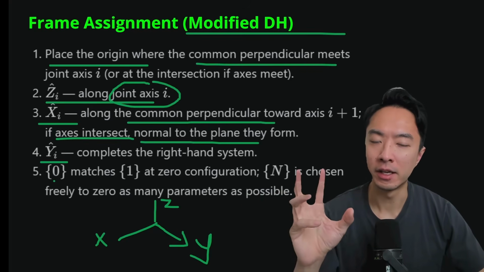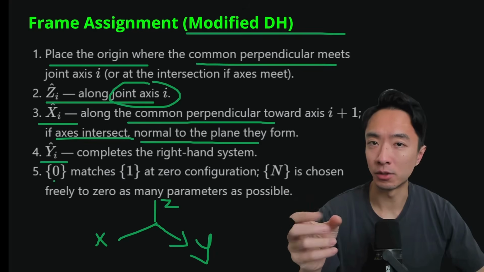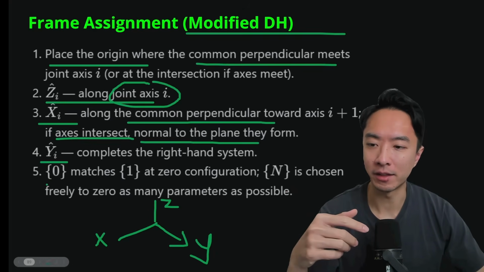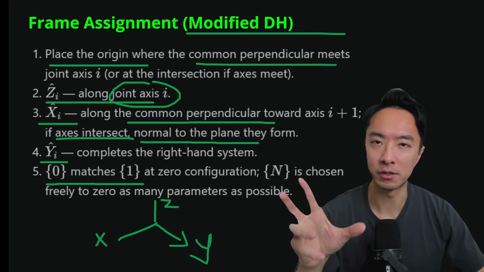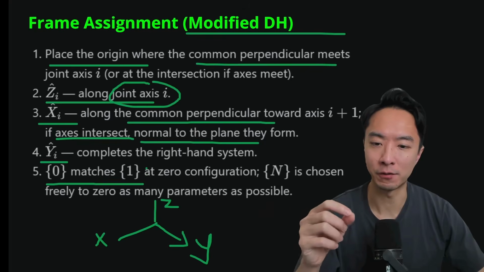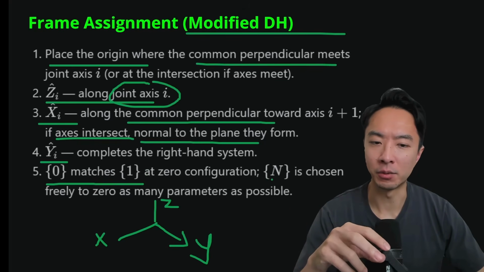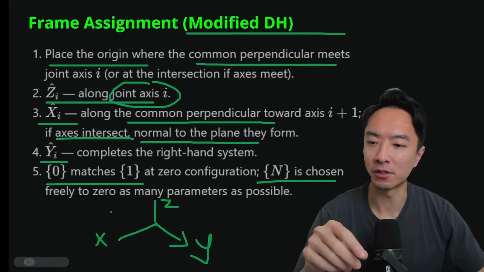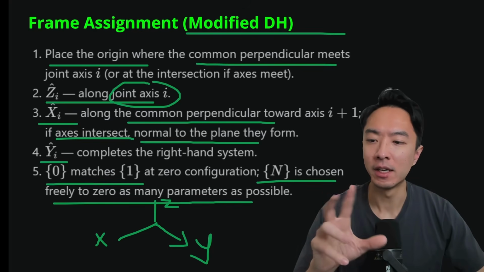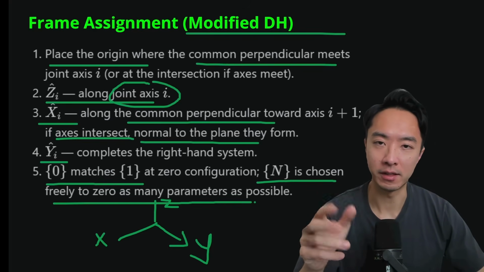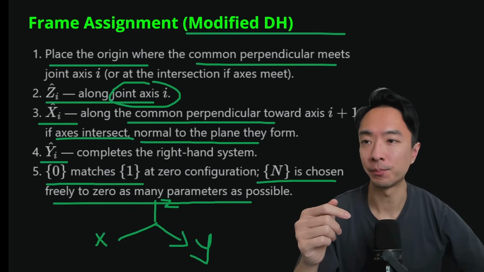And then another thing that they typically do to simplify some of the math is you want to make sure the 0 frame, the base frame, matches the first frame at the initial configuration. And you typically want to choose them so that you have as many zeros as possible so that the math is as simple as possible.